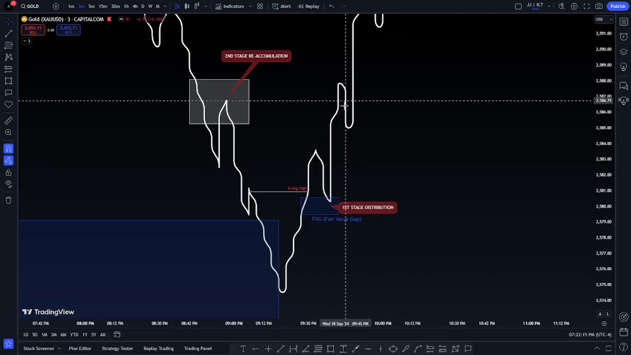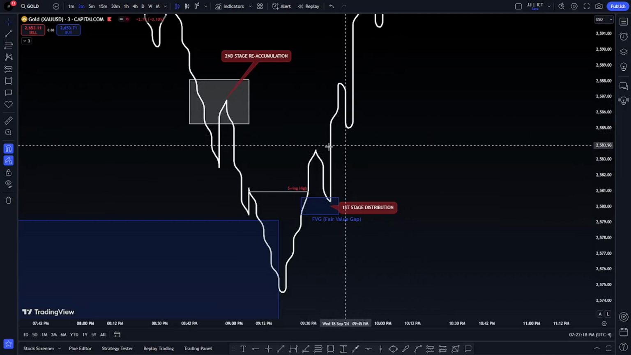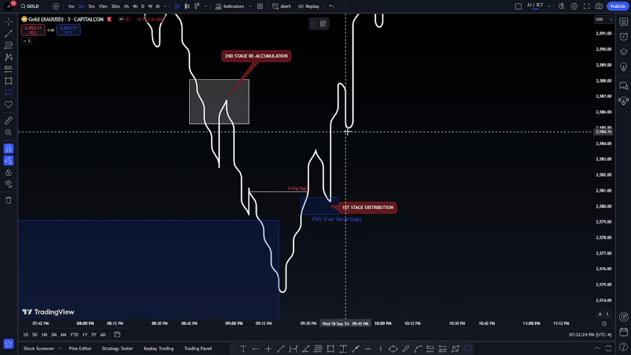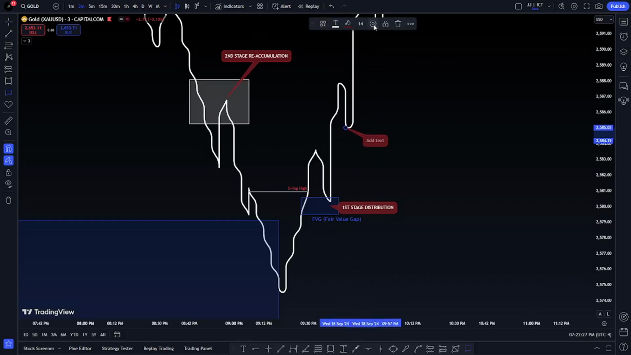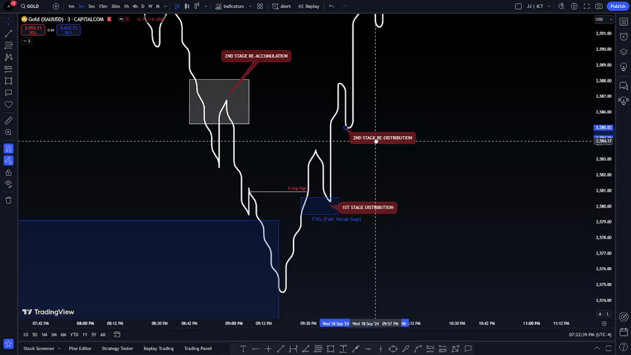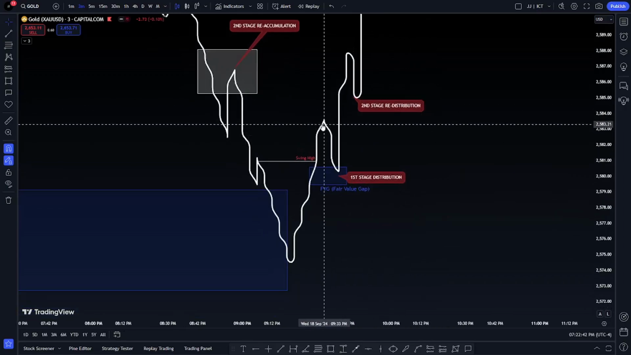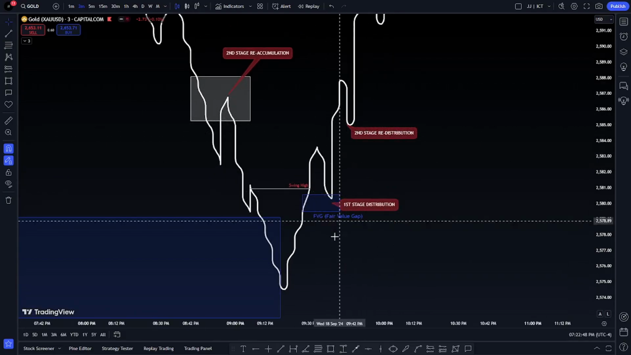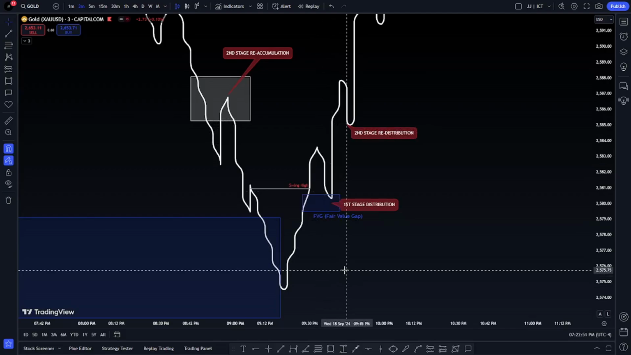And then again, we come right back down. Again, that's whatever PD array or institutional reference point is right here that is tapping, that would be your second stage redistribution, since we're doing it again. Very simple, right? Because we did it once again. So your first stage distribution was here. Second stage redistribution was probably right here. It could literally be any PD array or usable spot. It doesn't have to be a specific fair value gap.